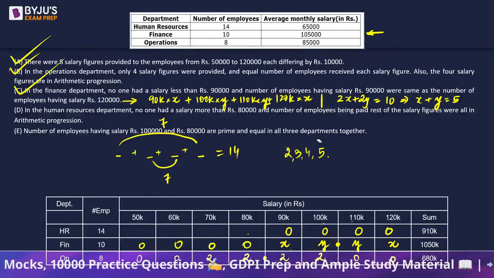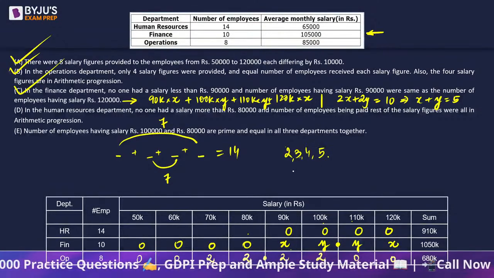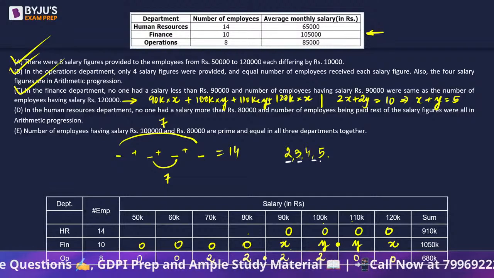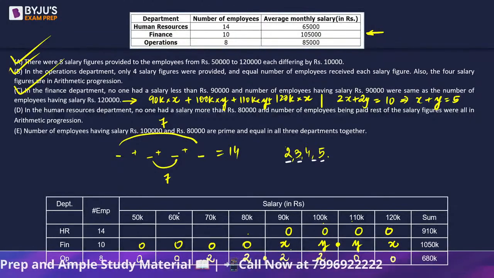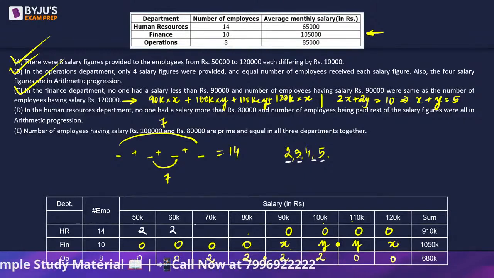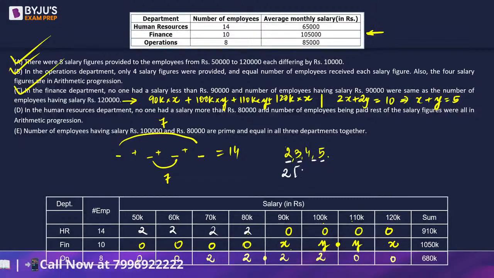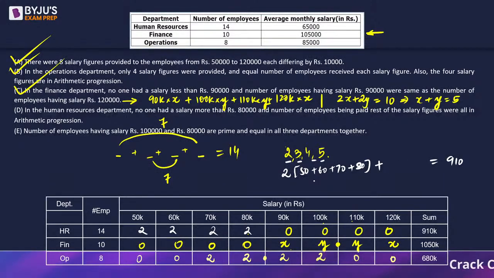So for this, look, 2, 3, 4, 5 would mean 2 employees will be there for each one of them for sure, right? So 2 times 50 plus 60 plus 70 plus 80 will give us 910, right? So right now we have 260 into 2, which is 520.